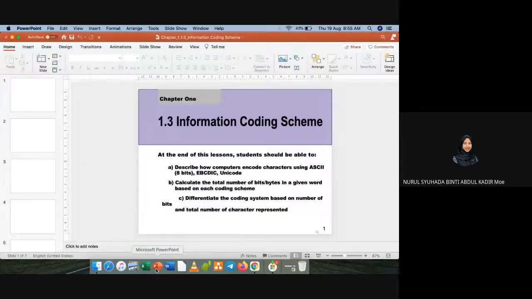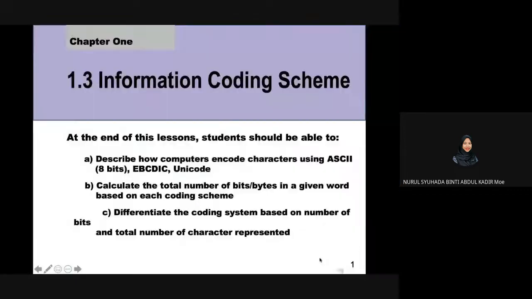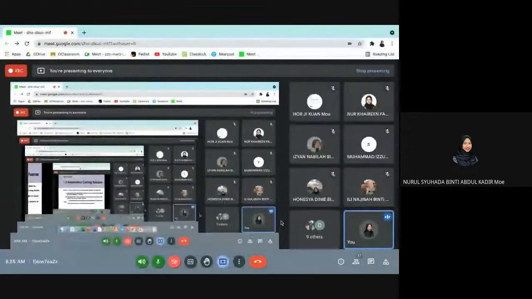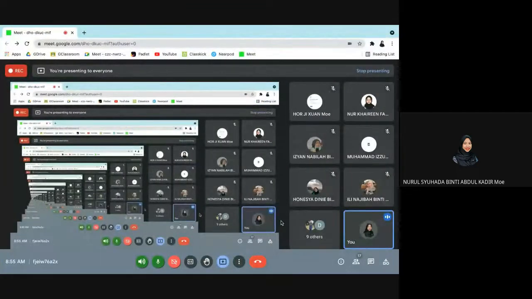So before that, I want to remind you about what we have learned in 1.2. In 1.2, first we learned about the capacity of data, right? So the data capacity in our computer, the size, the bit, the byte, and then why we learn the number conversion. Okay, so there are 3 types of a number system.